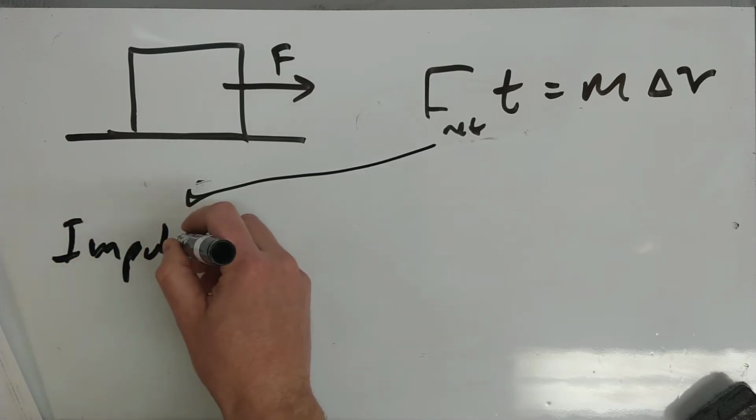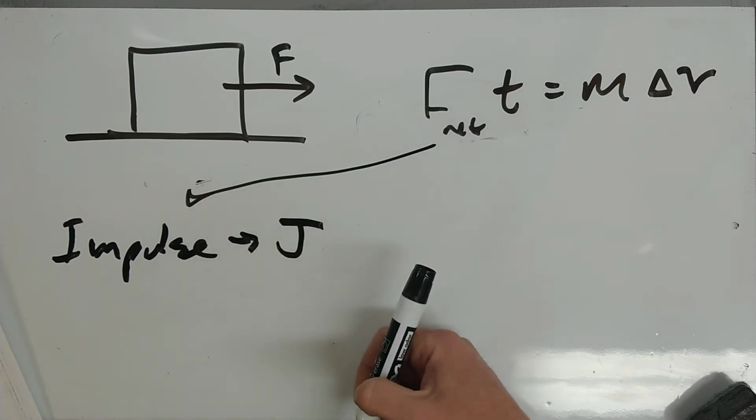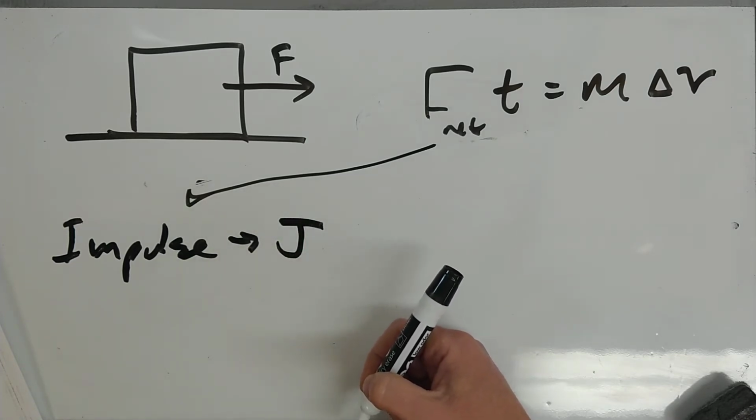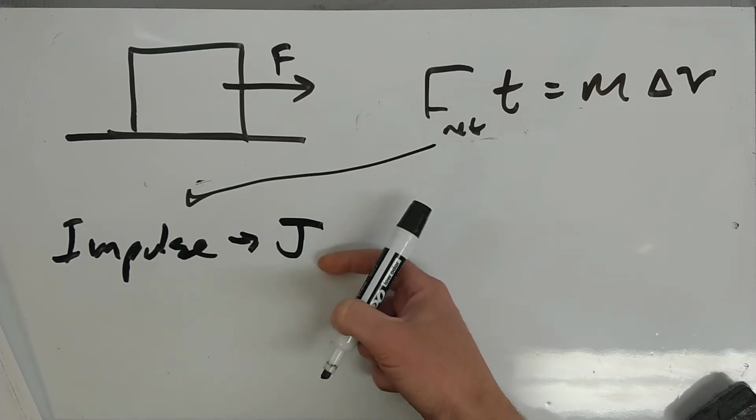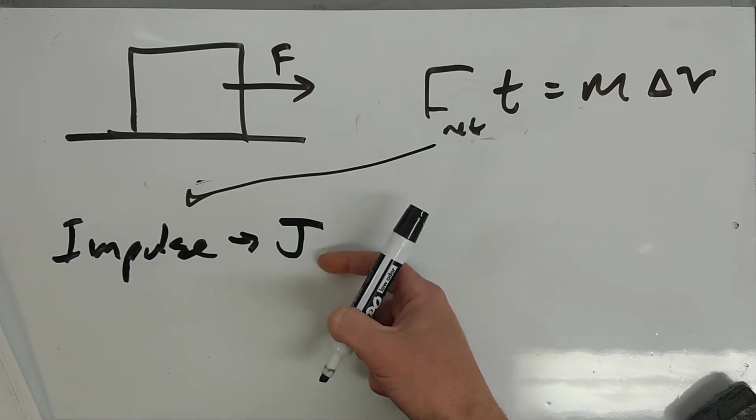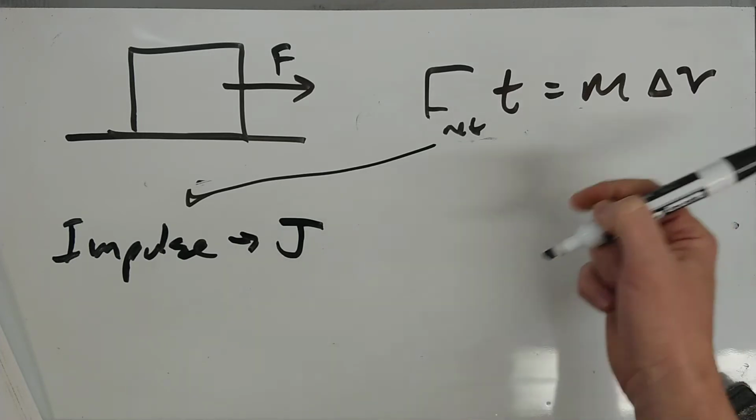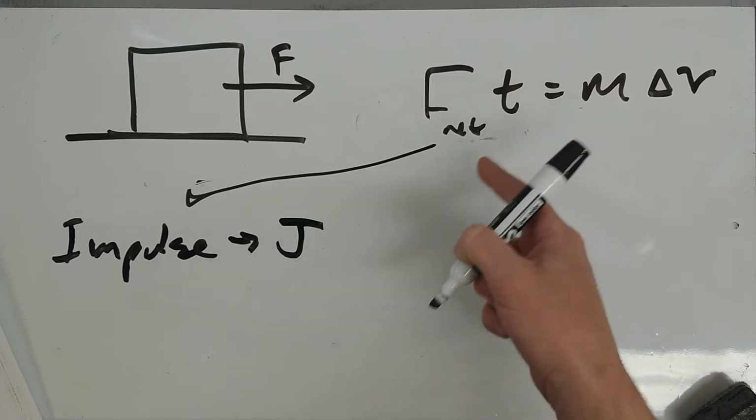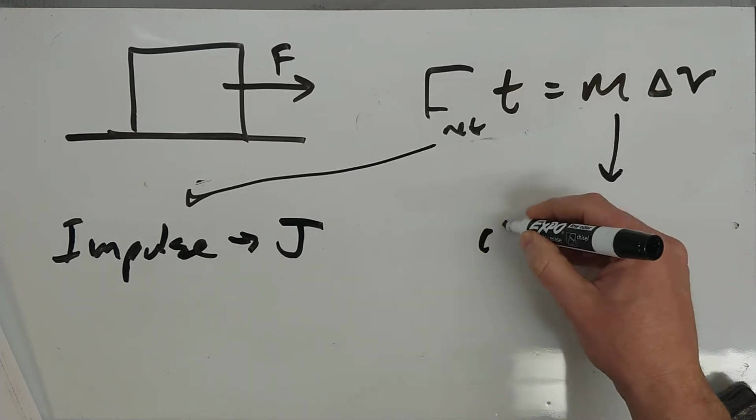Now here's something super annoying. They give impulse the symbol J, which looks like joules. It's a terrible idea, but they do it. Nobody really uses the term impulse, or the symbol J. You call it change in momentum. If you do call it change in momentum, you pretty much just call it this. This is change in momentum.